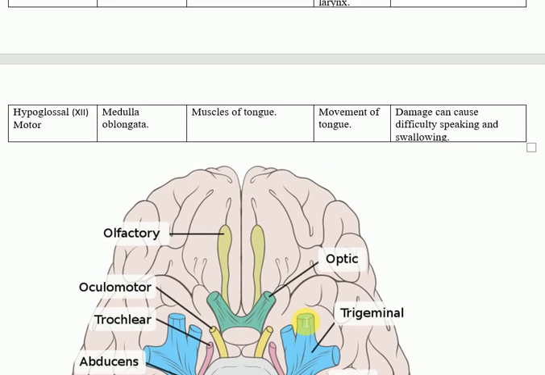Last one is hypoglossal. What's hypo? Above or under? Yes, below or under the tongue, right? Hypoglossal, under the tongue. What's under the tongue? There are muscles under the tongue. So what do you think the function is? Moving the tongue. That's it. It's the tongue mover. Under the tongue to move it. Just remember this sentence: hypoglossal is under the tongue to move it.